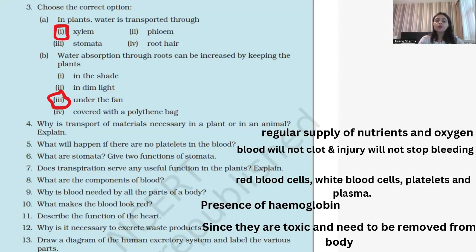Why is it necessary to excrete waste products? Because it will result in toxifying our body, so it is required to expel them out from our body. Draw a diagram of the human excretory system and label the various parts. I have already told you in this section.